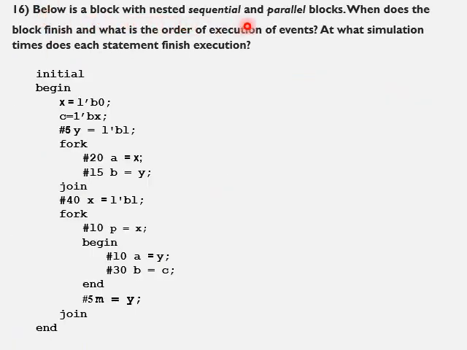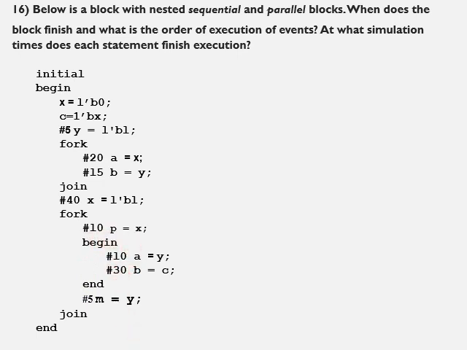Below is a block with nested sequential and parallel blocks. When does the block finish and what is the order of execution of events? At what simulation times does each statement finish execution? So we have an outermost initial block which will be sequential. Execution starts from here, and at this point we have a parallel block indicated by a fork and join. Similarly, we have a sequential block here. Then again a parallel block with this fork and join pair of words. But inside this parallel block we have another sequential block between begin and end.